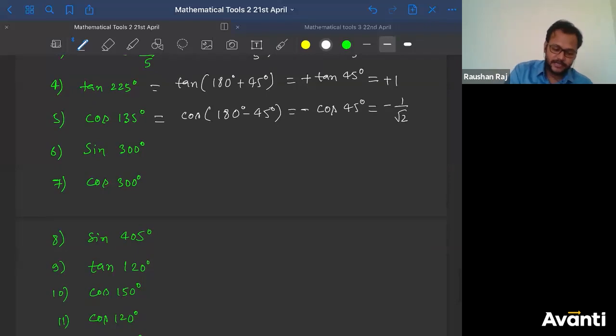Sine 300 degrees. This is definitely greater than 180. But if I try to write this in terms of 180 plus something, it would be 180 plus 120, right? Is this an acute angle? No. So this will not work. Again, you have to convert it. So what is the correct method to do it?